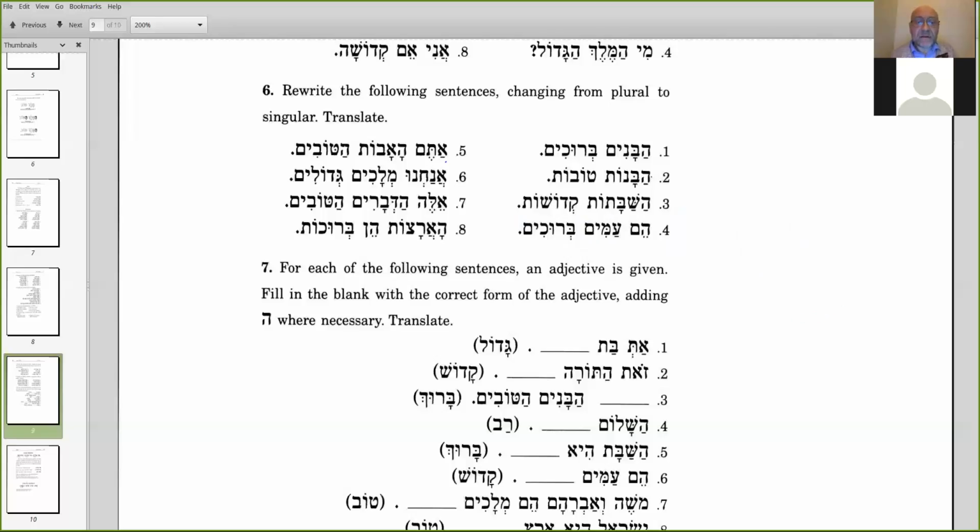All right, number 5. Atem ha'avot ha-tovim. All right, so we're getting down close here. Now, atem is going to be you all, masculine plural. Avot is the fathers, you all, the fathers. Ha-tovim, the good. Okay, so we need to make this say you, the father, the good. Okay, so in order to get a singular you for a masculine noun, we would simply use ata. Remember that? Okay. Ata. Ata. Ha.